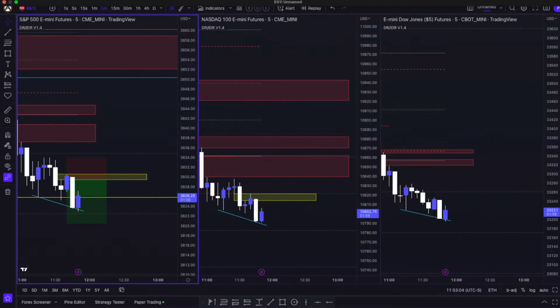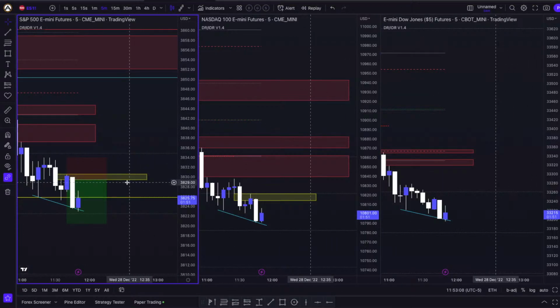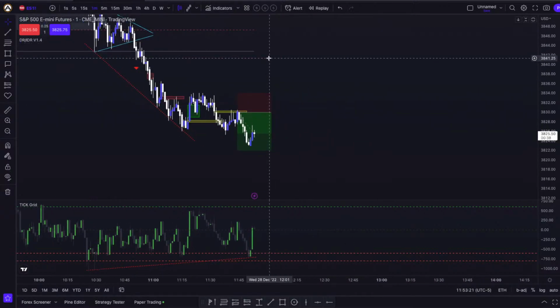But yeah, like he mentioned, we are between lunch hour and 1 p.m. New York local time. We're right inside lunch, which ICT basically does not trade. So we're between AM and PM session for regular trading hours of the New York stock market.